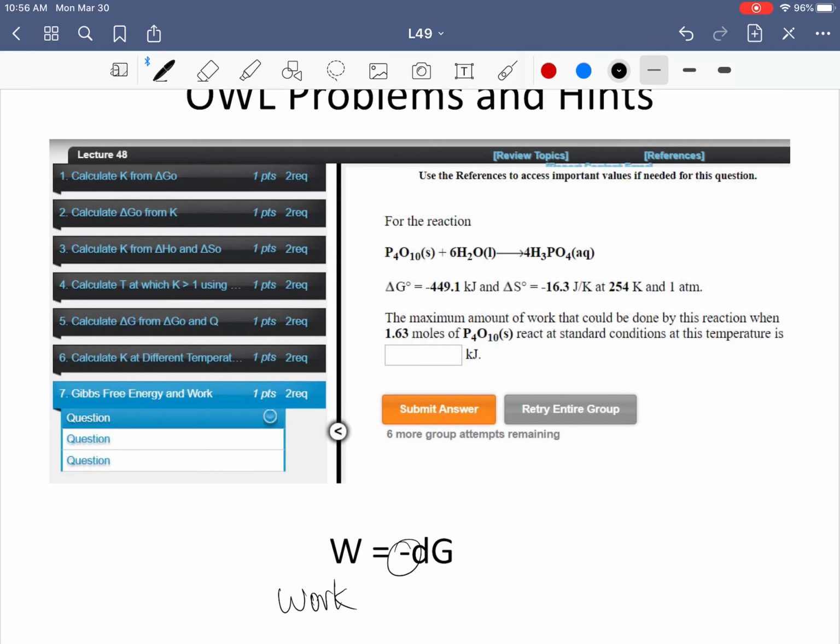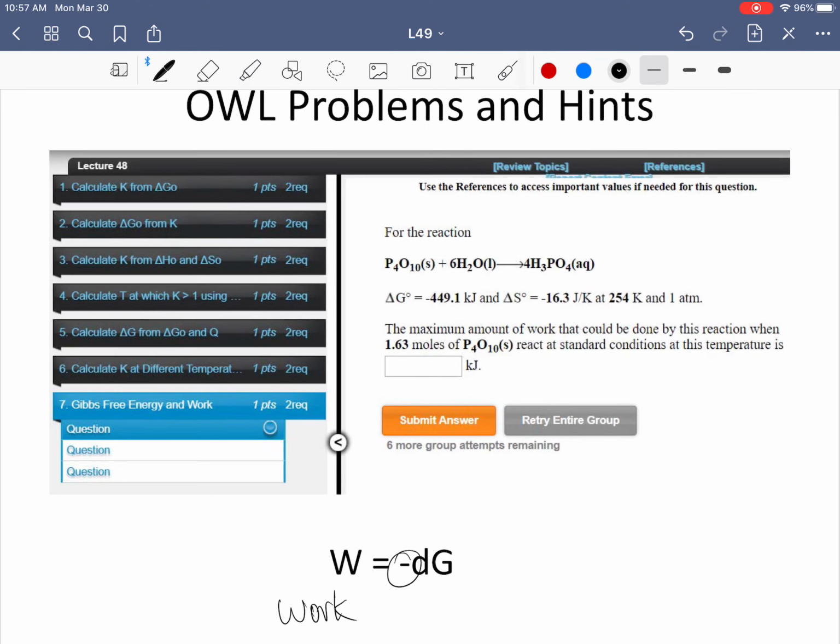So they basically in here want you to figure out something to do with that. Let's see. The maximum amount of work that can be done by this reaction when 1.63 moles react at standard conditions at this temperature. So the amount of work that can be done, well, they give you delta G right here, and we can understand that to be minus 449.1 kilojoules per mole of the reaction.